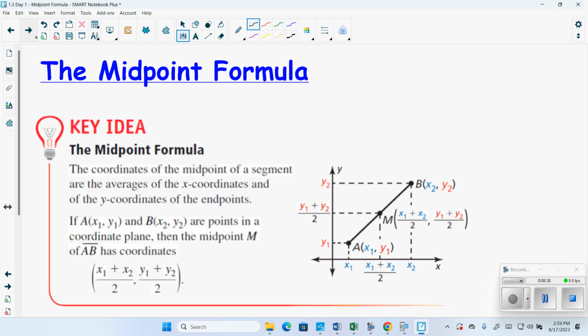Midpoint formula. The midpoint formula is finding the halfway point between 2 points. Here is the midpoint formula. I like to think of it this way. Take the x's, add together, and divide by 2. Take the y's, add together, and divide by 2. So I'm finding the average of the x's and the average of the y's.